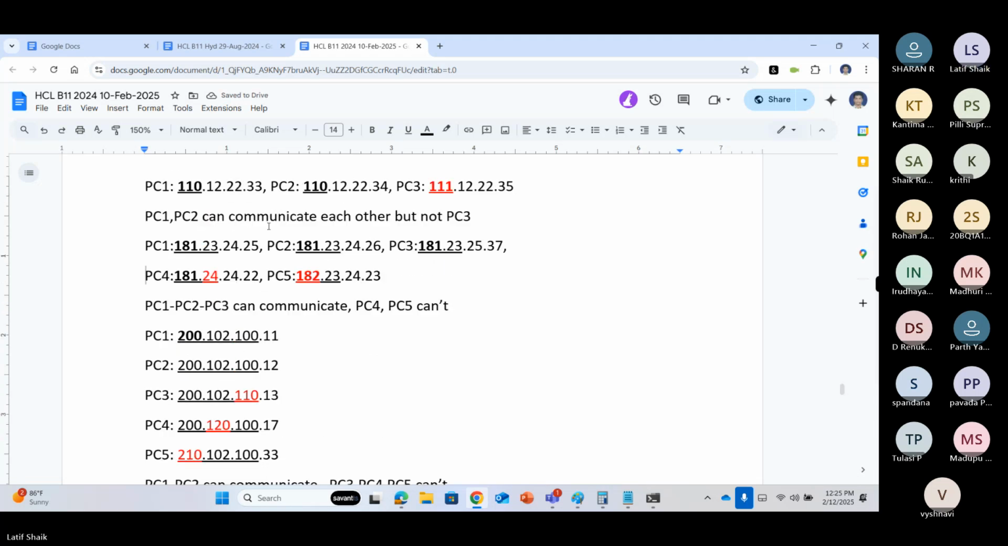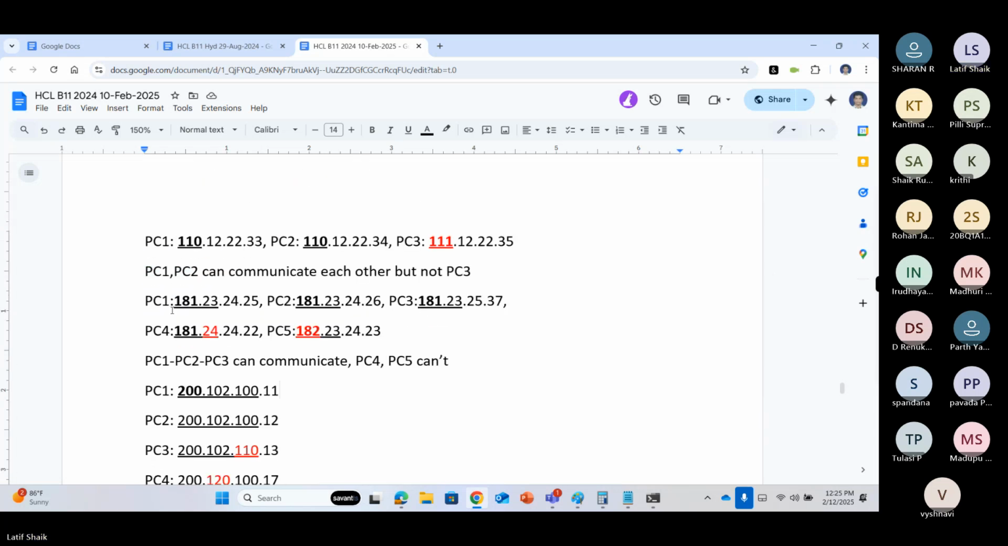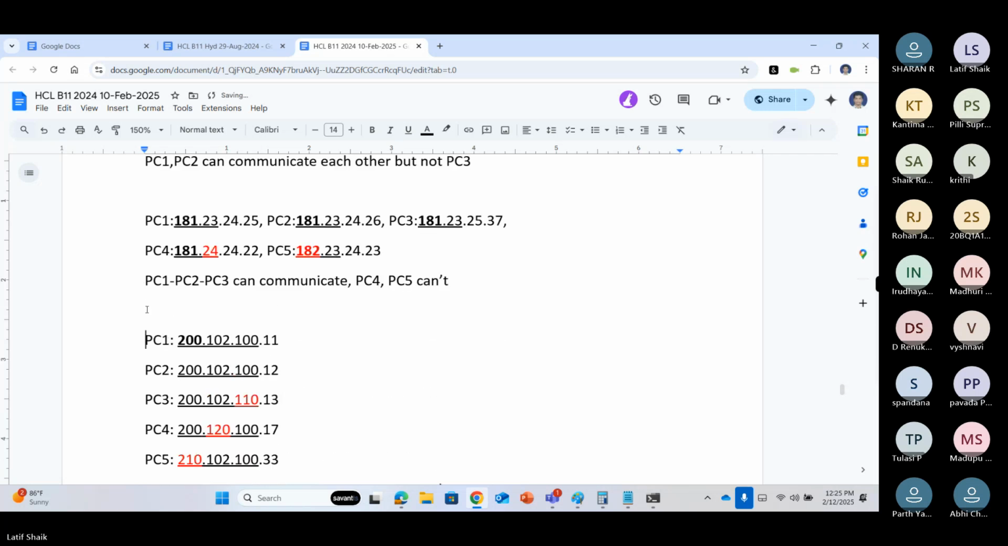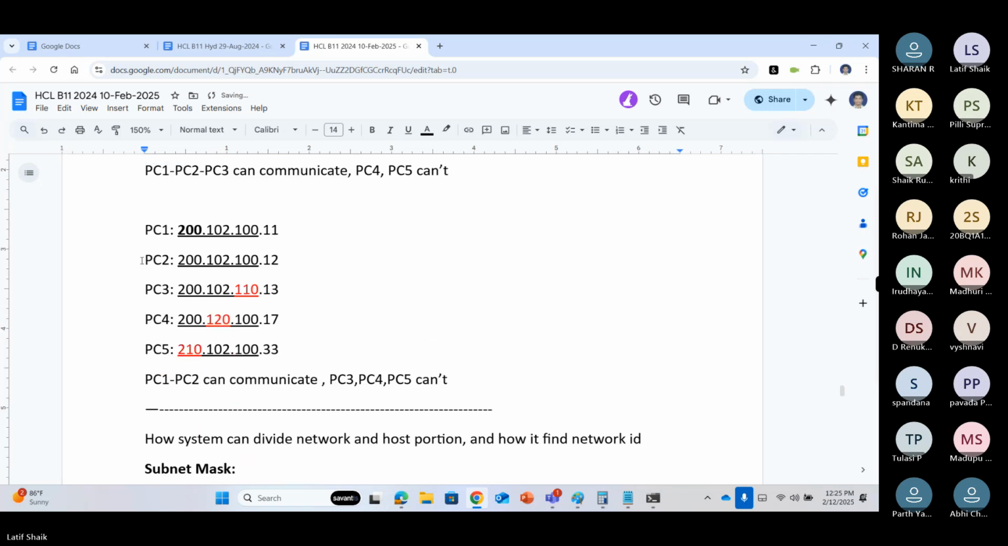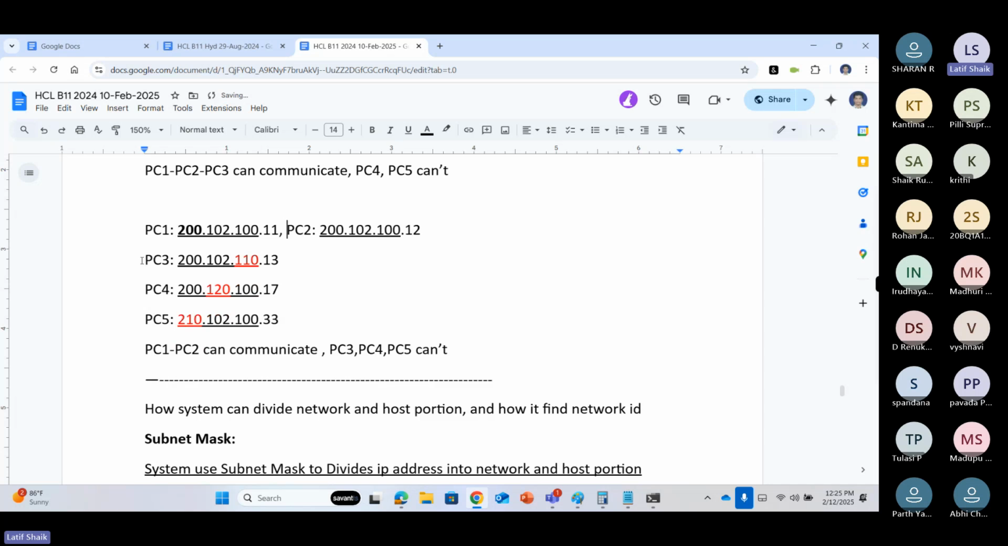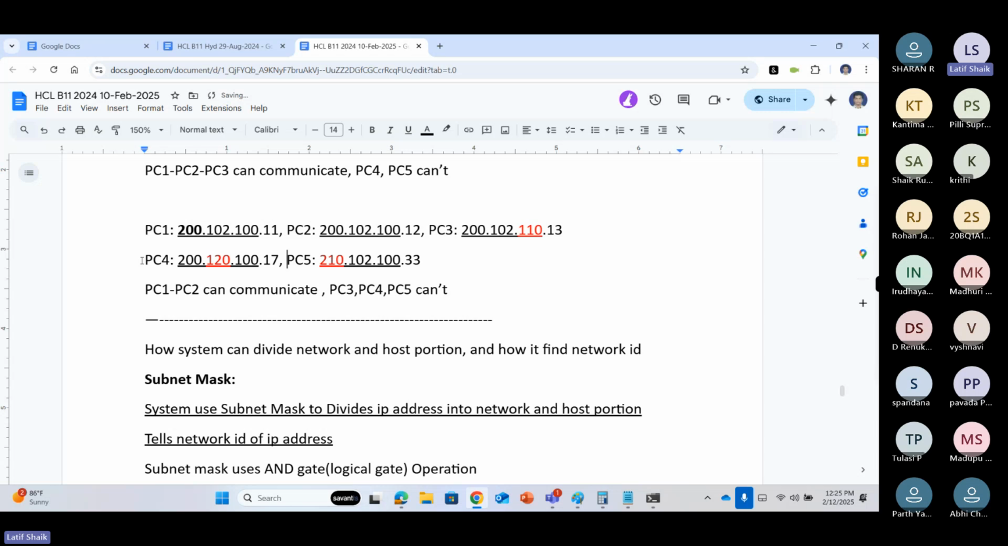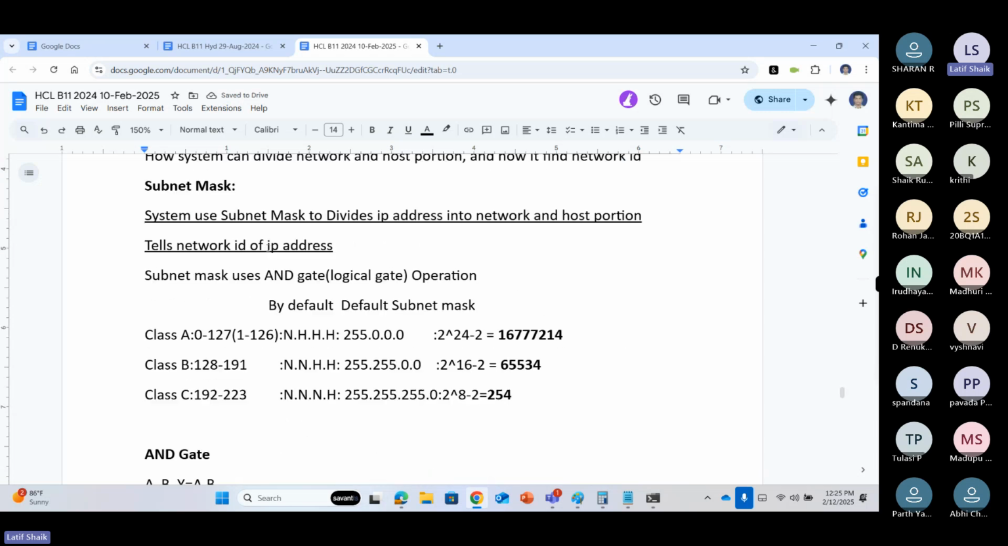Like this is separate, this is separate. This is the answer for everything. So I've taken PC1, PC2, PC3, PC4. If I configure IP addresses like this, what happens? Who can communicate and who can't communicate?